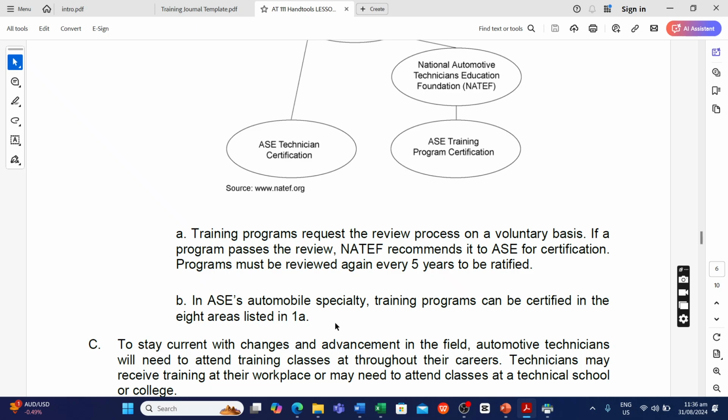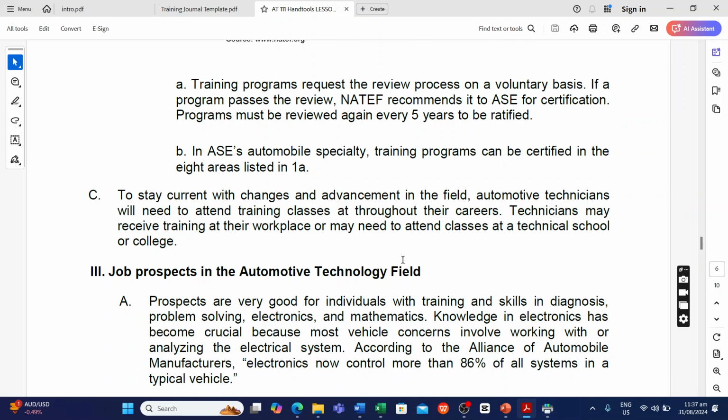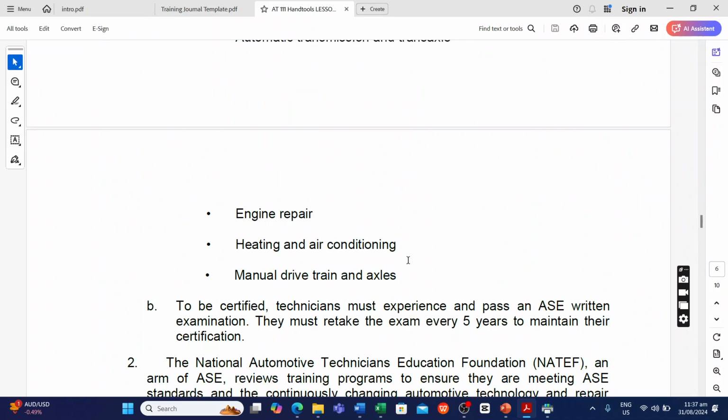So, training programs request the review process on a voluntary basis. If a program passes the review, NATEF recommends it to ASE for certification. So, programs must be reviewed again every 5 years to be recertified. In ASE's automobile specialty, training programs can be certified in 8 areas listed in 1A. Ito yun.